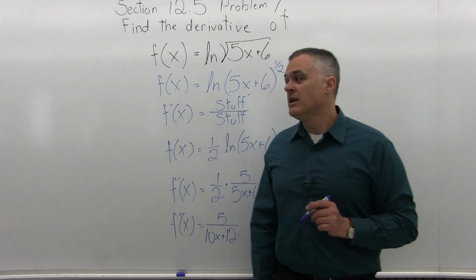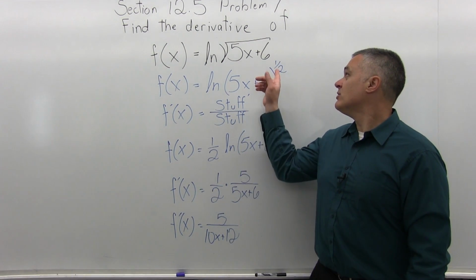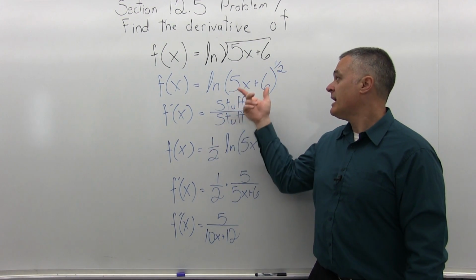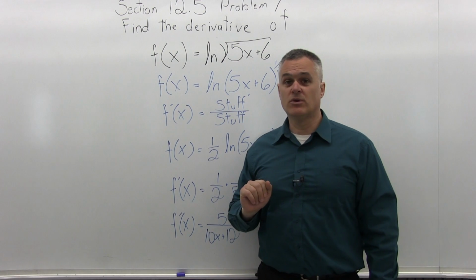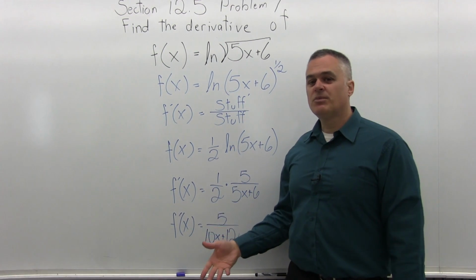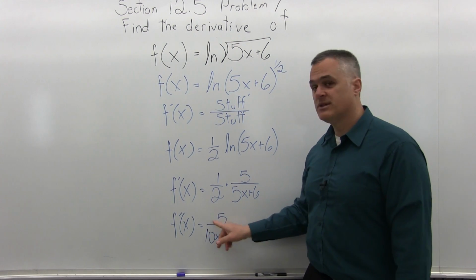And then stuff prime, the 5x, gives me a 5. Again, when you have an x to the first power, the derivative is just whatever the number in front of the x is. In this case, 5, positive 5. The plus 6 has no x with it, so its derivative is just 0. So I have 1/2 times 5 over 5x plus 6.